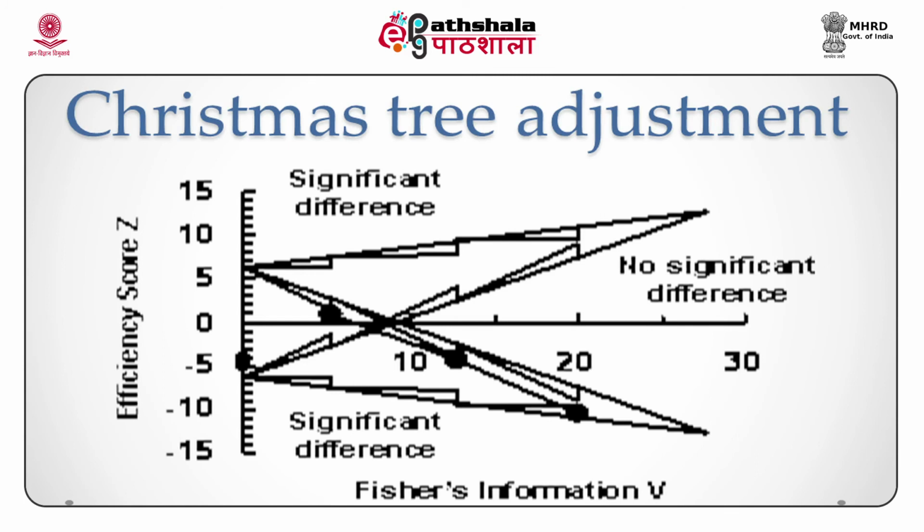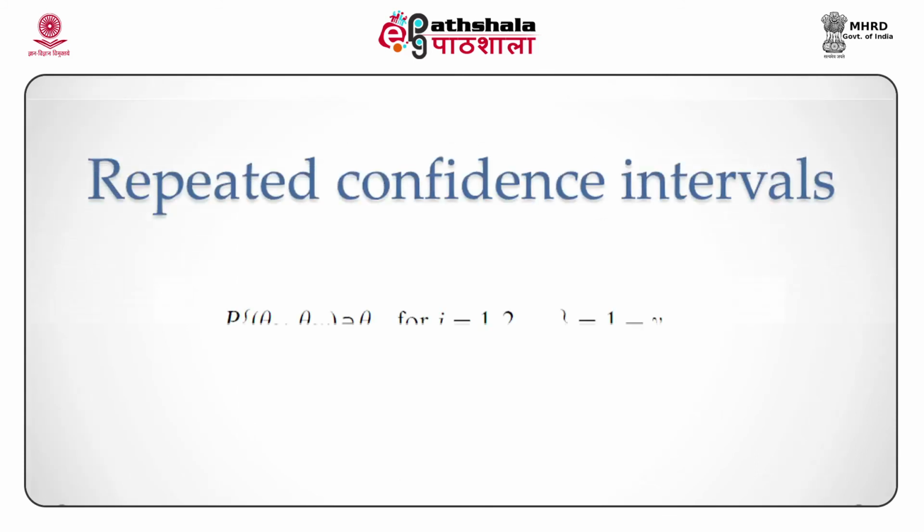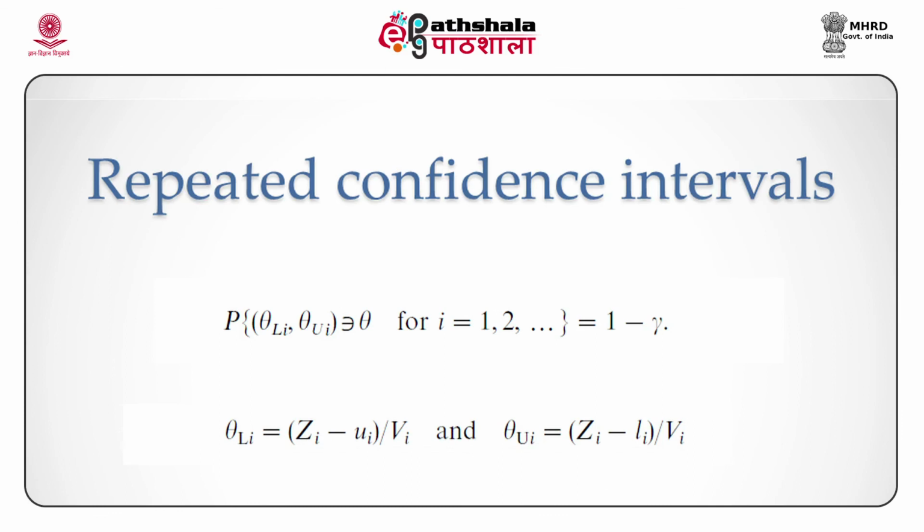One way of doing this is to use the Christmas tree correction, and it is based on a result due to Sigma. It has been depicted on this slide. We shall quickly look at two related concepts. The first is of repeated confidence intervals. Typically, we shall get a series of intervals of the form theta li, theta ui, such that they contain theta with probability 1 minus gamma. This will hold for each interim analysis i equal to 1, 2, etc.